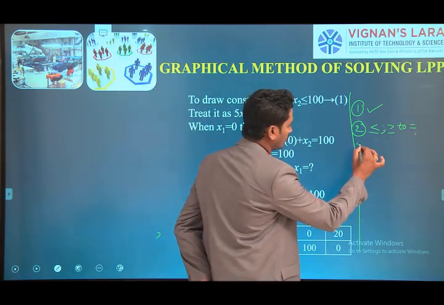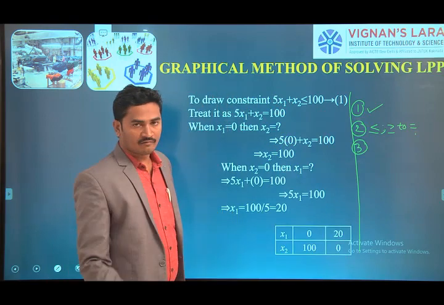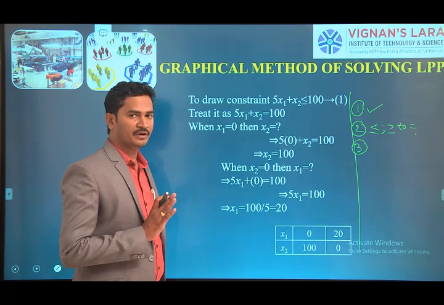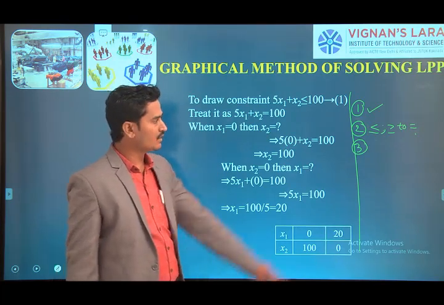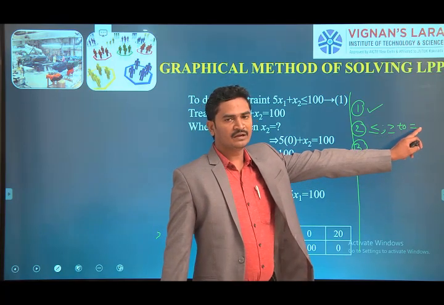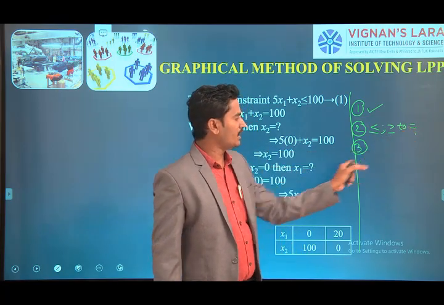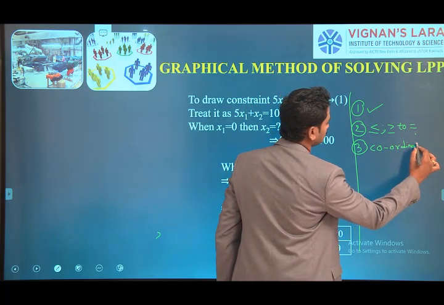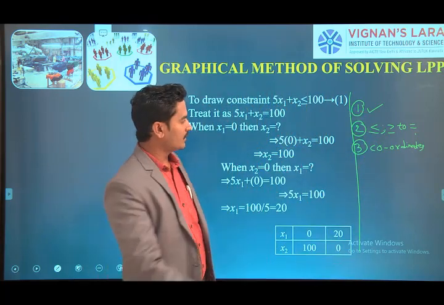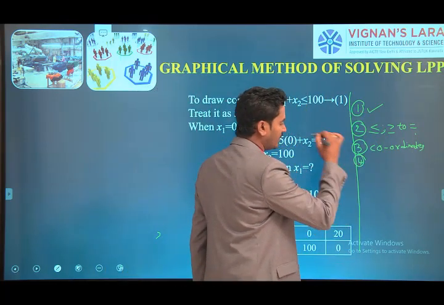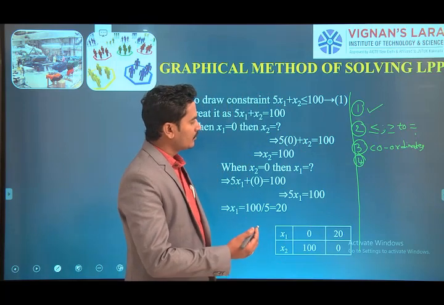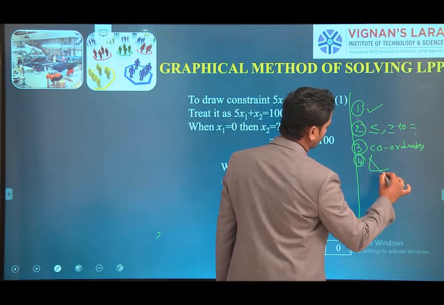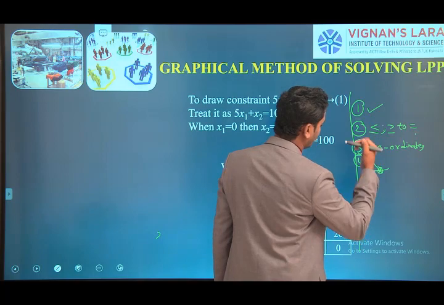Then coming to the third step, we convert equations into coordinates. Like from this equation, here we have converted inequalities into equalities and we get some equations. From that equation, we find the coordinates. Okay, then fourth step. After finding the coordinates, we are going to plot the coordinates on a graph.